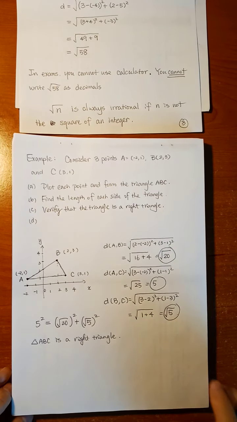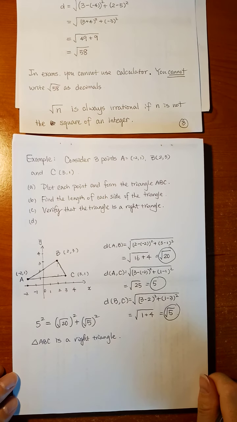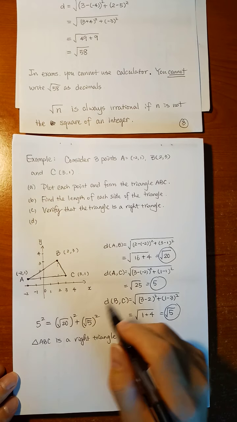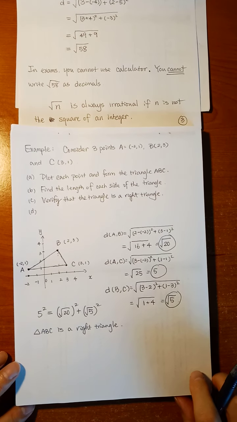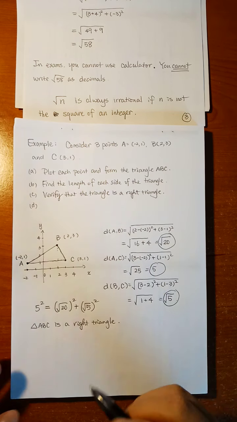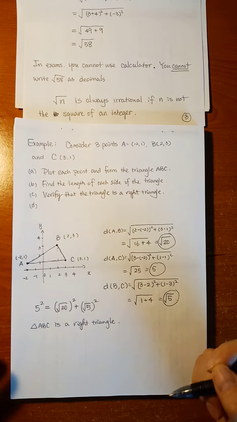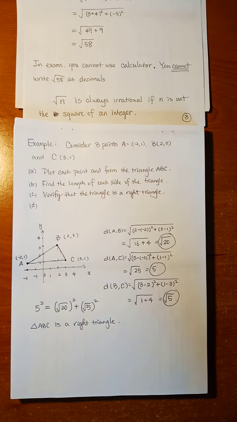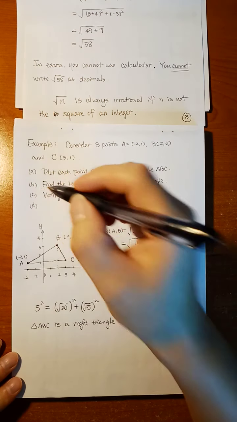Okay, so to verify a triangle as a right triangle, you just check if it satisfies the Pythagorean theorem or not. If it satisfies the Pythagorean theorem, it's a right triangle. If it does not satisfy the Pythagorean theorem, it's not a right triangle. Okay? 4.